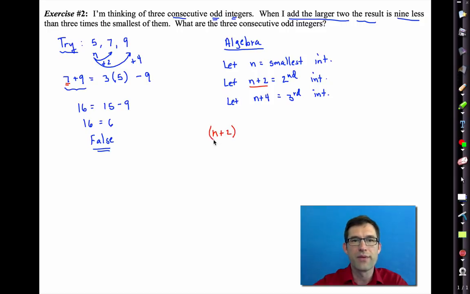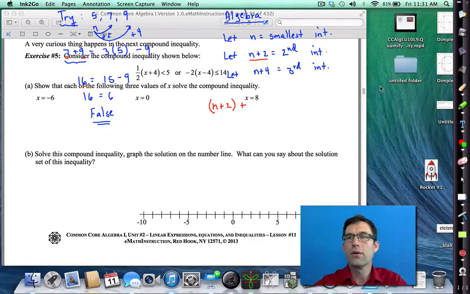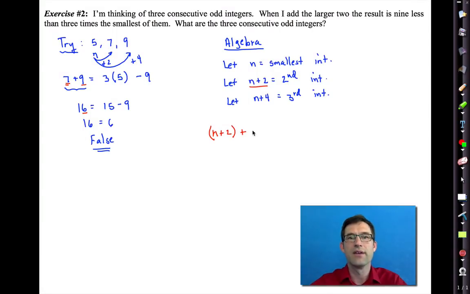Again, I'm going to put it in parentheses. Okay, that 9, uh-oh, hello. How'd that happen? Let's go back into here. I love it. All right, that 9 was my n plus 4, right? And that was equal to 3 times, that was just n. No parentheses really needed there, but it doesn't hurt to have them, minus 9. Let's solve this beast, okay?